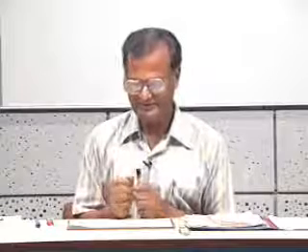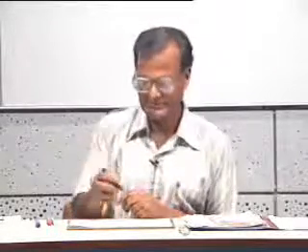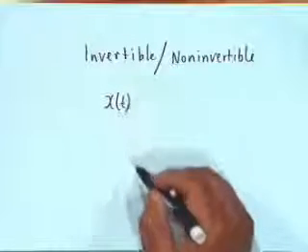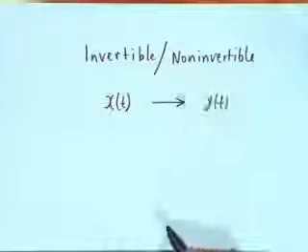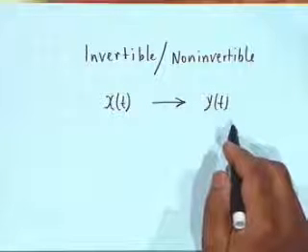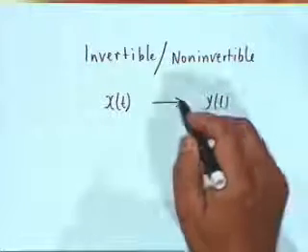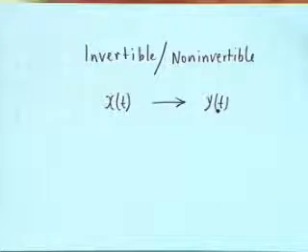Coming to invertible and non-invertible systems, it simply means that a system is invertible formally if it produces a distinct output from a distinct input. Now, by distinct I mean that if x of t is given, you can find y of t, and vice versa. That is, if the output is given, and you can find x of t by some transformation or by some other system, then the system is called invertible.